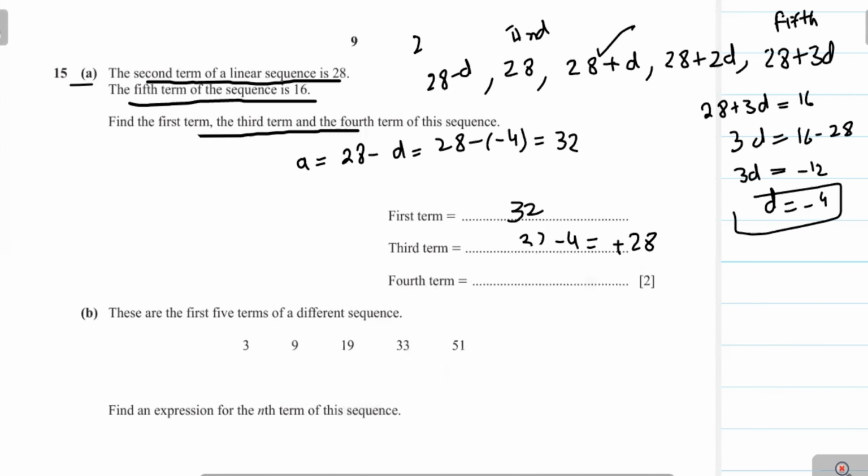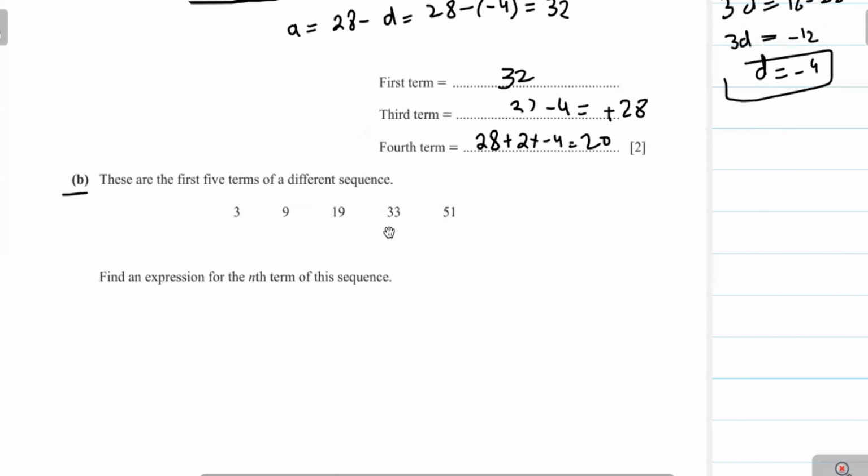The fourth term here is a plus 3d. a plus 3d is 28 plus 3 into minus 4. 28 minus 8 is 20. This is the fourth term.